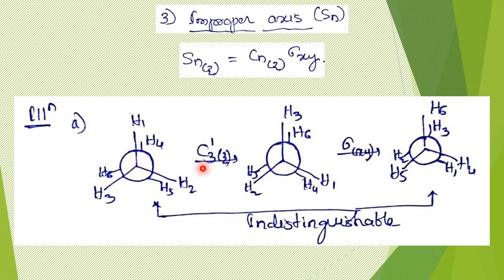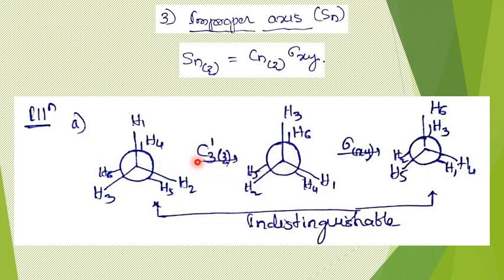Of course in this case, the C3 operation by itself is a symmetry operation, no doubt about it. Definitely the question will arise: if the C3 operation by itself is a symmetry operation, then why should we go for reflection? That question arises, but it can be answered well when I go to the next example. Just to begin with, I have taken this example.